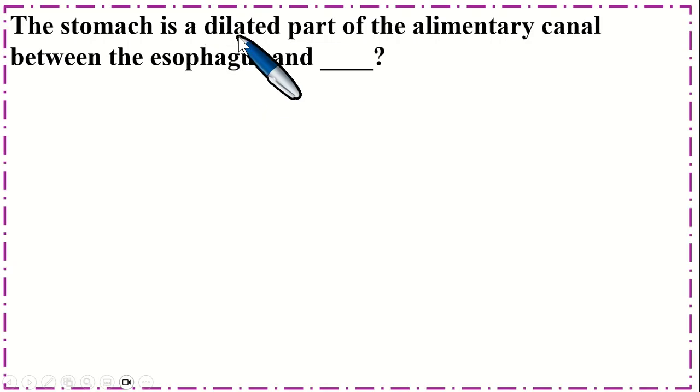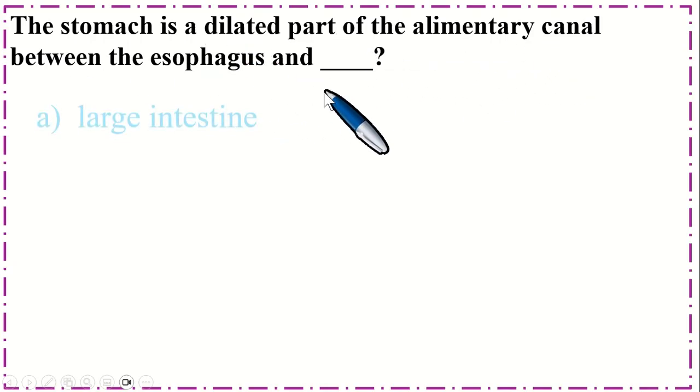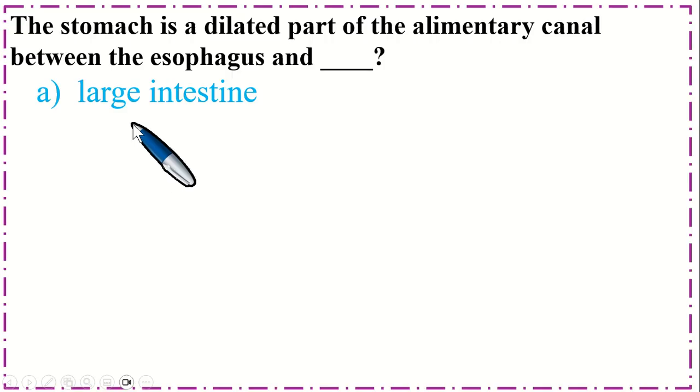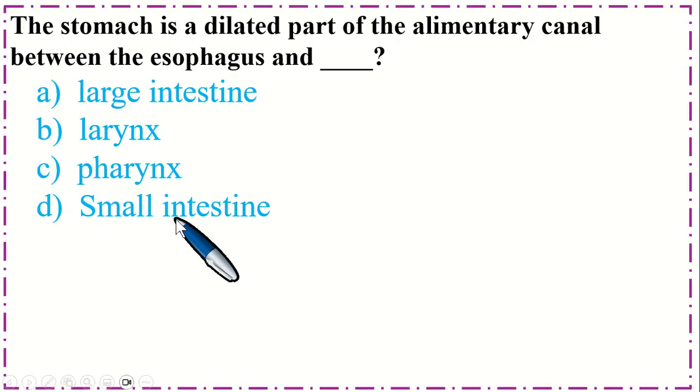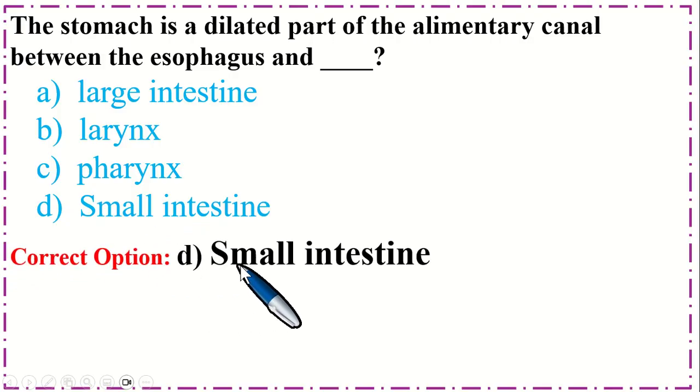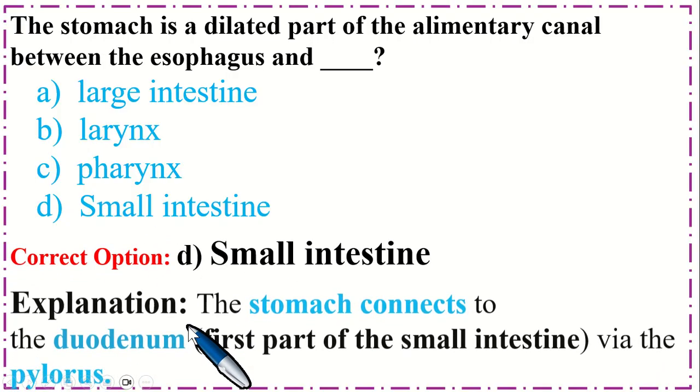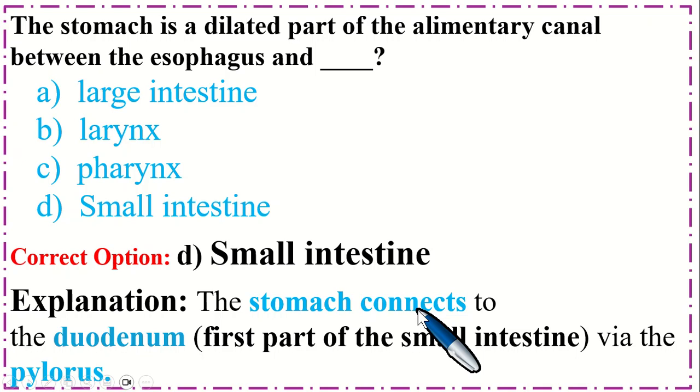The stomach is the dilated part of the alimentary canal between the esophagus and dash. Option A, large intestine, B, larynx, C, pharynx, and option D, small intestine. So the correct option is D, small intestine. The stomach connects to the duodenum, the first part of the small intestine, via the pylorus.